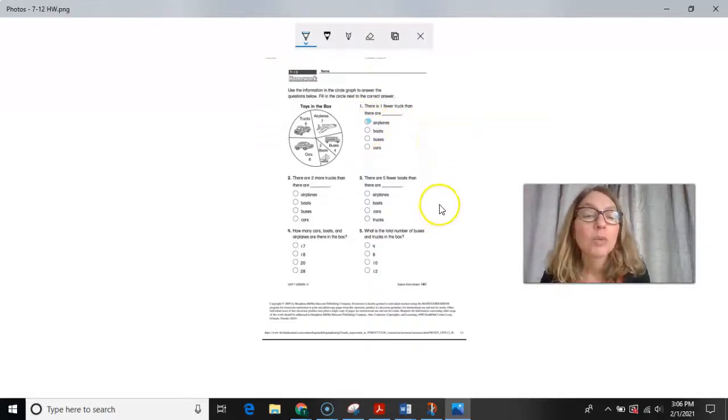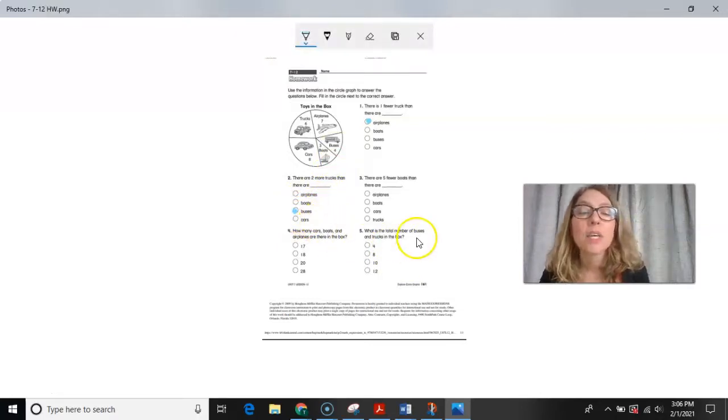All right, number 2. There are 2 more trucks than there are. So we need to find something that's 2 less. So 2 less than 6 would be what? 6 minus 2 is 4. So we know the answer would be buses. So we'll fill in that circle here.